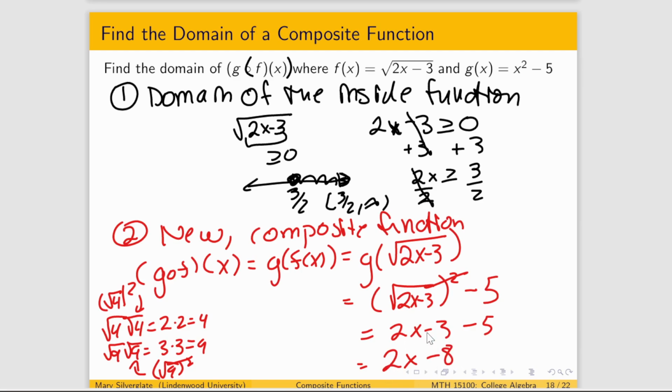Are there any further restrictions in the domain that come from this? There are not. A good old-fashioned linear function like this, which is what this simplified down to, has no domain restrictions. So I really just have that domain from that inside function. I need to make sure I'm only plugging in numbers that are 3/2 or bigger. Because remember, order of operations wise, even though this kind of cancels out, I'm still evaluating that square root first before I'm squaring it. So I'm only allowed to plug in numbers bigger than or equal to positive 3/2.